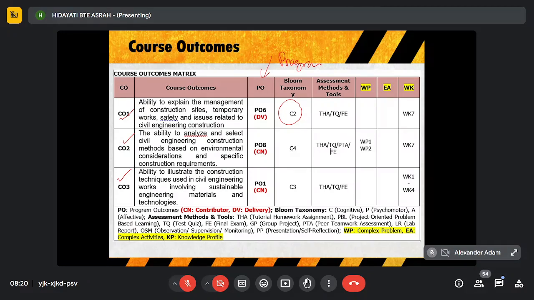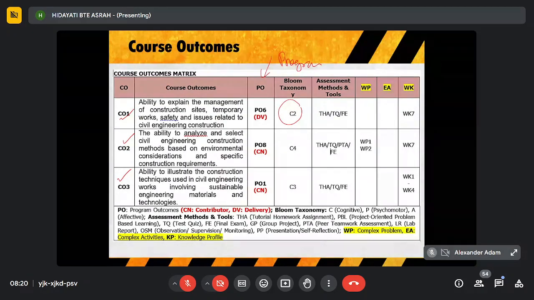So for this description, maybe in the question, for example, we'll ask you what is a construction type, how many, something like that. So it's a low level Bloom taxonomy, you need to describe. And the course outcome will be assessed based on the test. THA is the assignment, TQ is test, and FE is final exam.